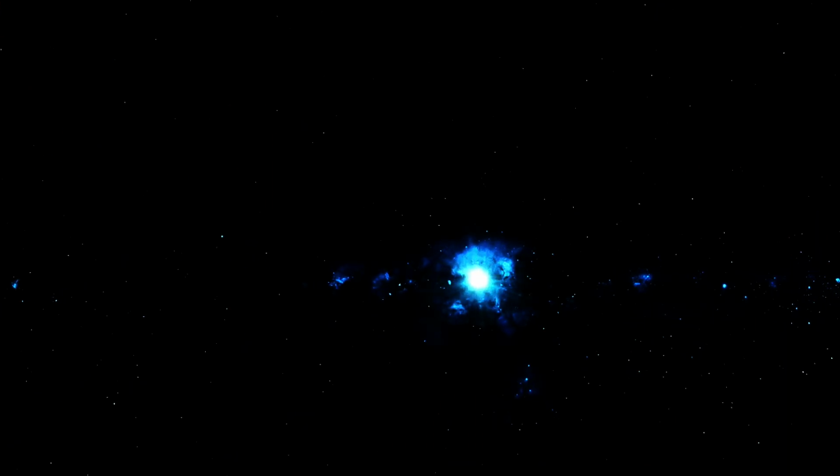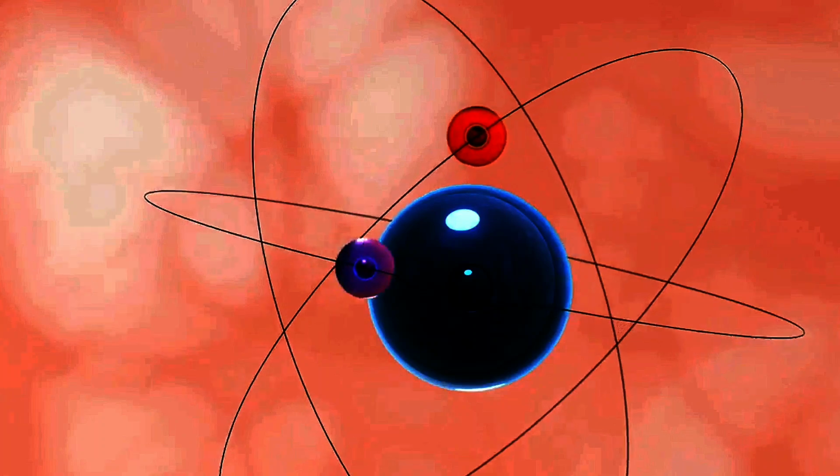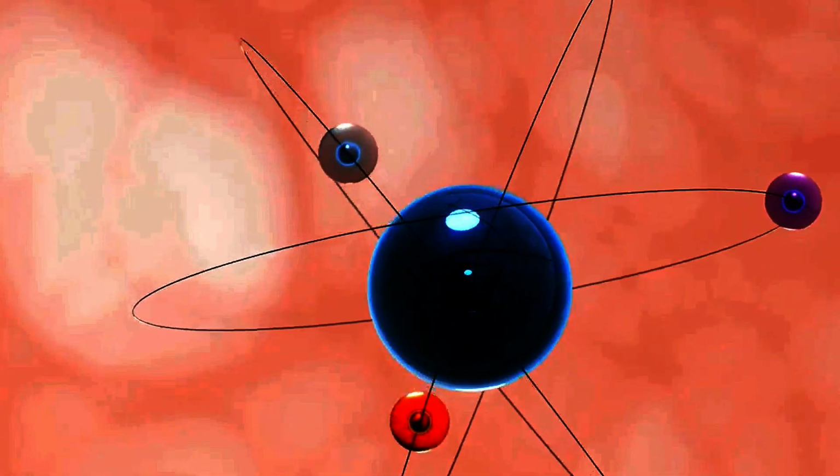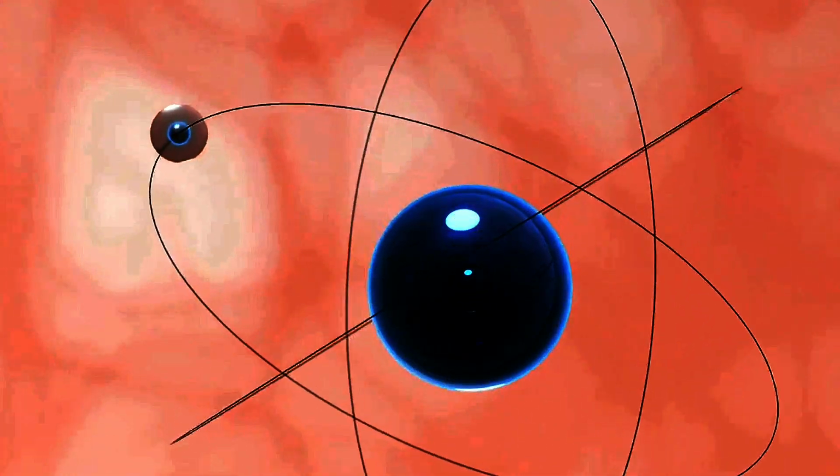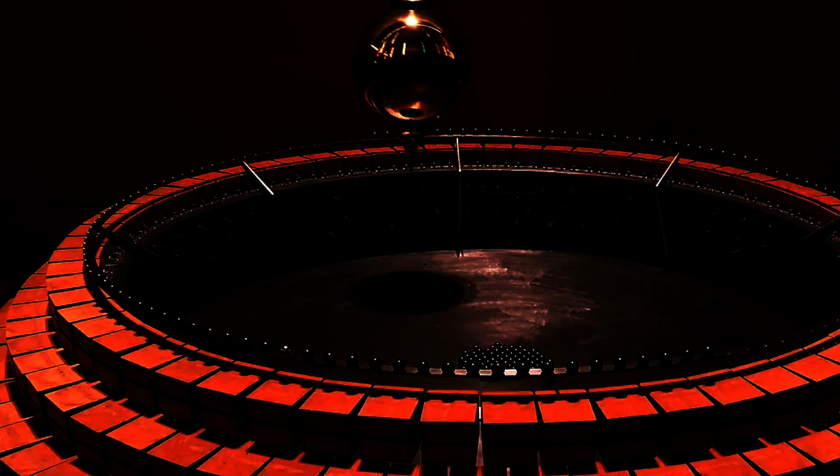Now that we've explored the revolutionary concept of gravity without mass, you might be wondering, how can this theory be tested experimentally? Testing the theory that gravity can exist without mass involves complex and innovative experimental setups. Let's dive into some of the most promising approaches based on recent advancements in physics research. One intriguing method is gravity-mediated entanglement.